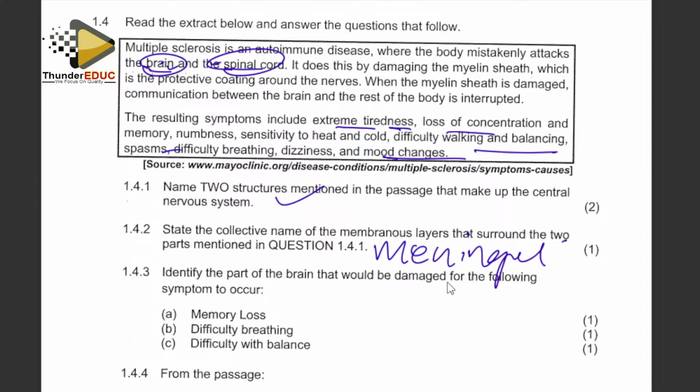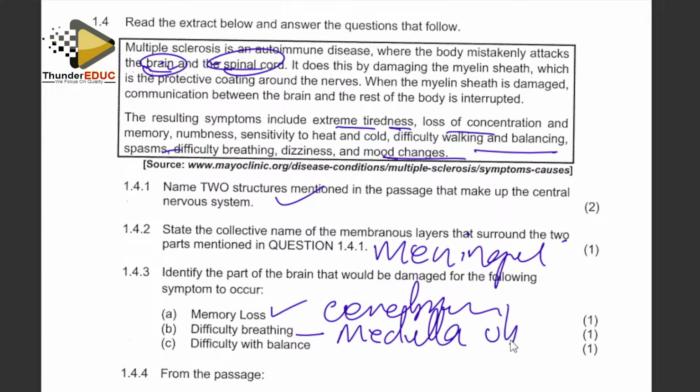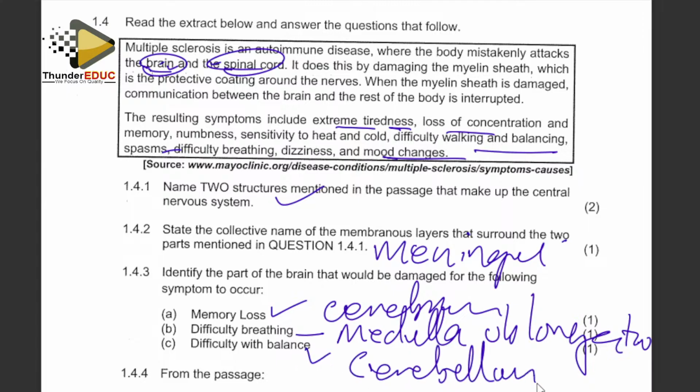We got the next question. Identify the part of the brain that would be damaged when the symptom occurs. Memory loss, remember, that is cerebrum. Difficulty in breathing, that is an involuntary action, that is medulla oblongata. Then they're saying difficulty in balance is cerebellum. Done. You got all the marks. All right, we continue. Meninges, correct.